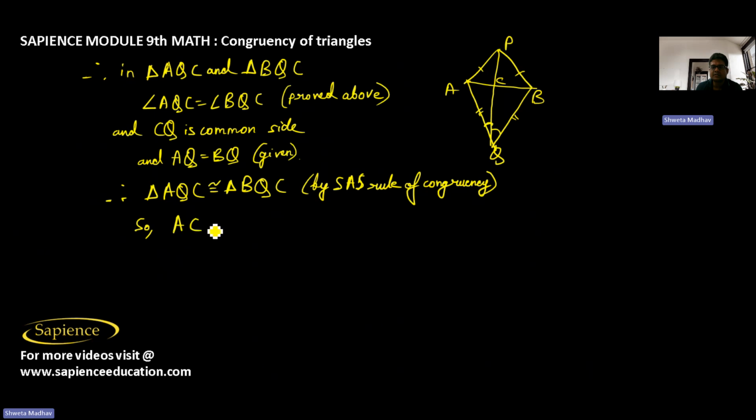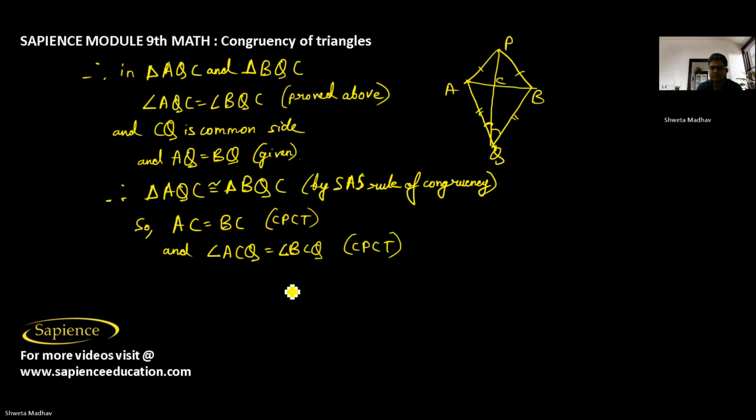I can say that AC is equal to BC, which is CPCT, and also angle ACQ is equal to angle BCQ, which is also CPCT. Now we can also see that angle ACQ plus angle BCQ is equal to 180 degrees, since it is forming a linear pair. So therefore, I can say that ACQ and BCQ are the same.